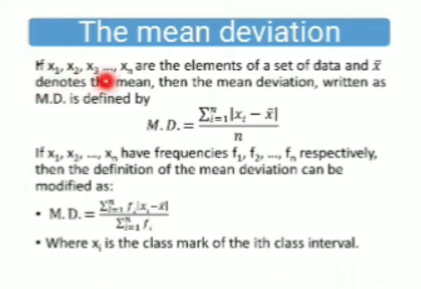So if you have S1, S2 up to Sn as the elements of a set of data, and S bar denotes the mean, then the mean deviation, written as MD, is defined by this formula. MD is equal to the summation of modulus of Si minus S bar divided by N. If S1 up to Sn have frequencies F1, F2 up to Fn respectively, then the definition of the mean deviation can be modified as what? Summation of Fi modulus of Si minus S bar over summation of Fi, where Si is the class mark of the ith class interval.